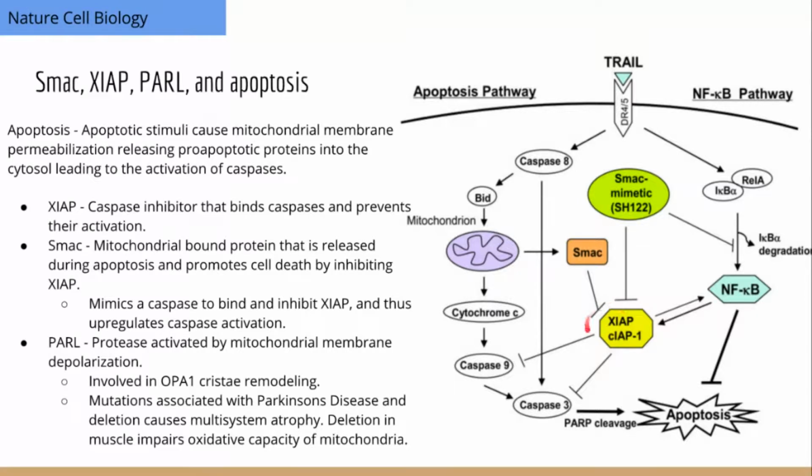And so our three main players are XIAP, which inhibits caspases, Smac, which inhibits XIAP to promote caspase activation, and PARL, which is going to be found in the mitochondrial membrane. And we'll discuss what PARL has to do with Smac in a second.